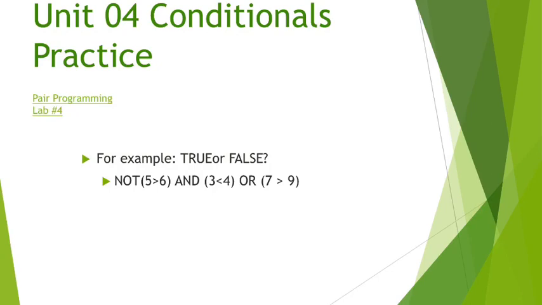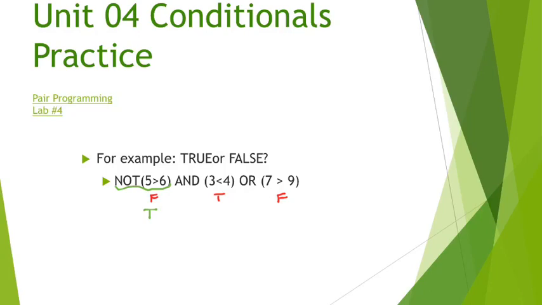Okay, so let's go back to this little case right here that I started with. For example, is this true or false when we talked about order of operations? We talked about how the first thing you want to evaluate is what is inside the parentheses. So you ask yourself, is 5 greater than 6? And the answer is false. And then, is 3 less than 4? And that answer is true. Is 7 greater than 9? And that answer is false. So you evaluate inside the parentheses first.